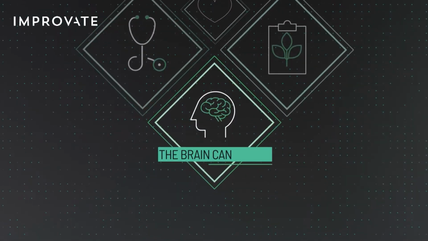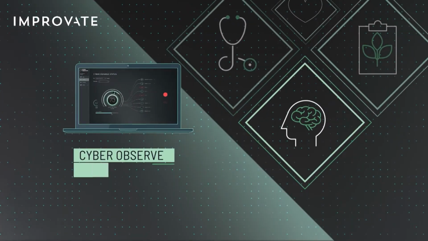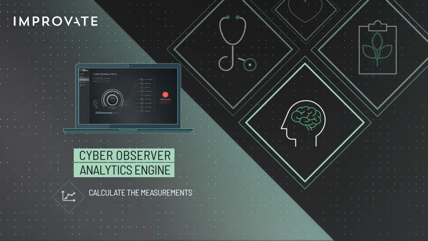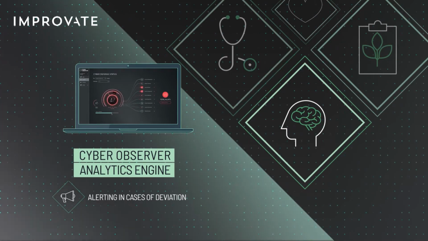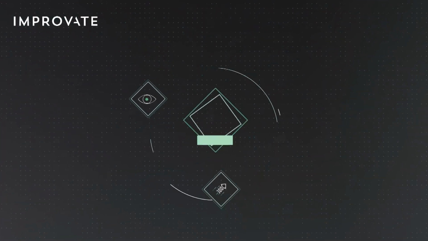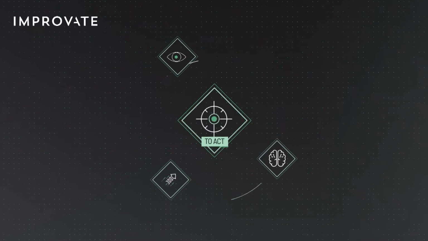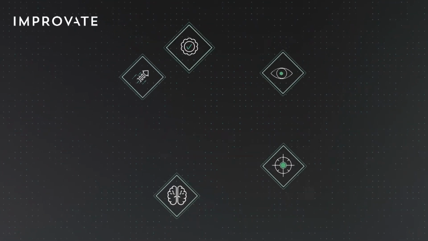And in most cases, the human brain can let you know that something is wrong. Just like the Cyber Observer Analytics Engine, which continuously calculates the online measurements that represent normal behavior, then alerting in cases of deviation. To see, to improve, to know if something is wrong, to act, to verify that all relevant stakeholders are on the same page.